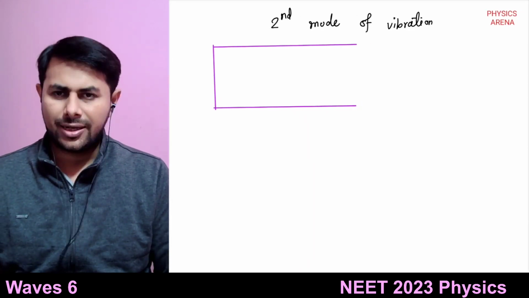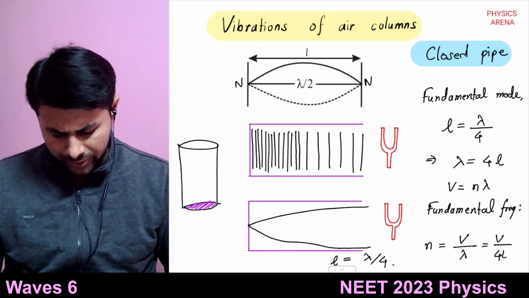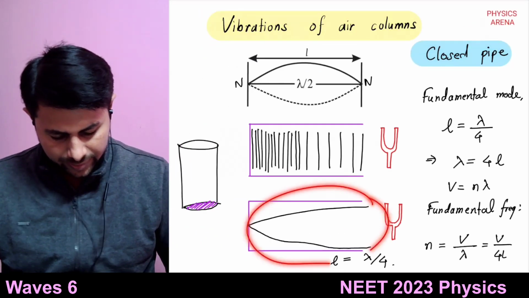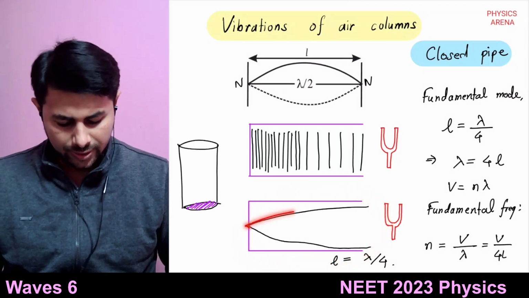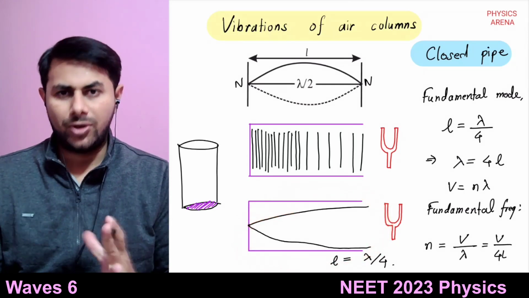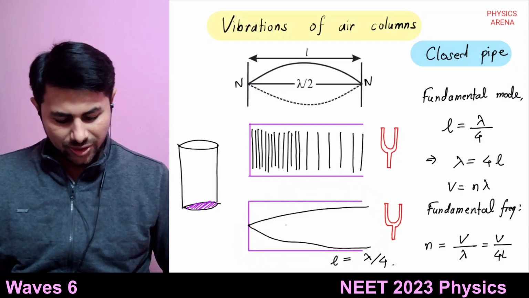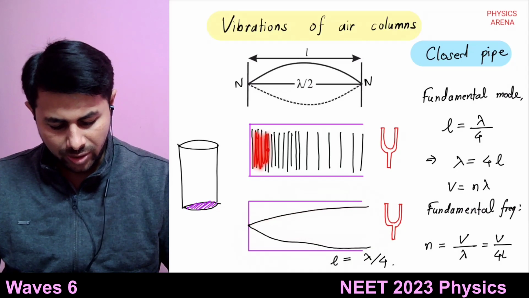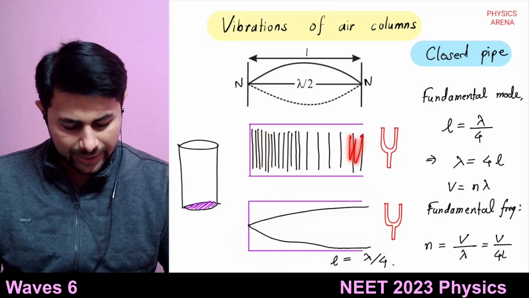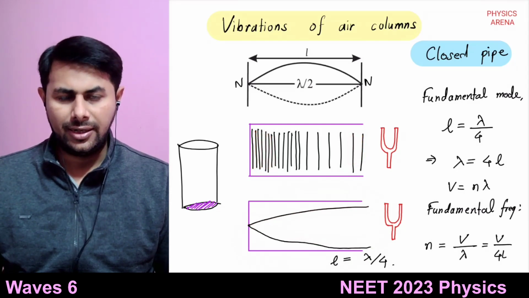Now I will not draw an air column. We'll just visualize it like this. So this is a node. This is a symbolic representation; this is not how it literally looks. It looks like this. There will be a compression on this end and a rarefaction on this end, right?